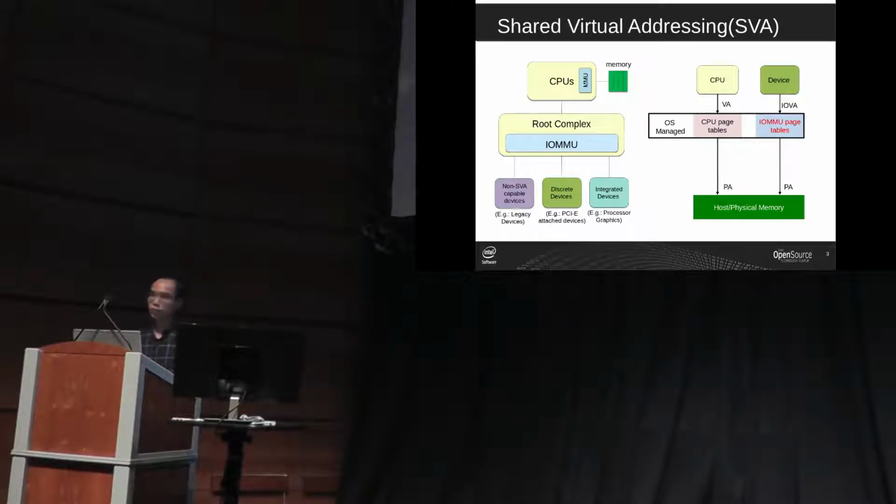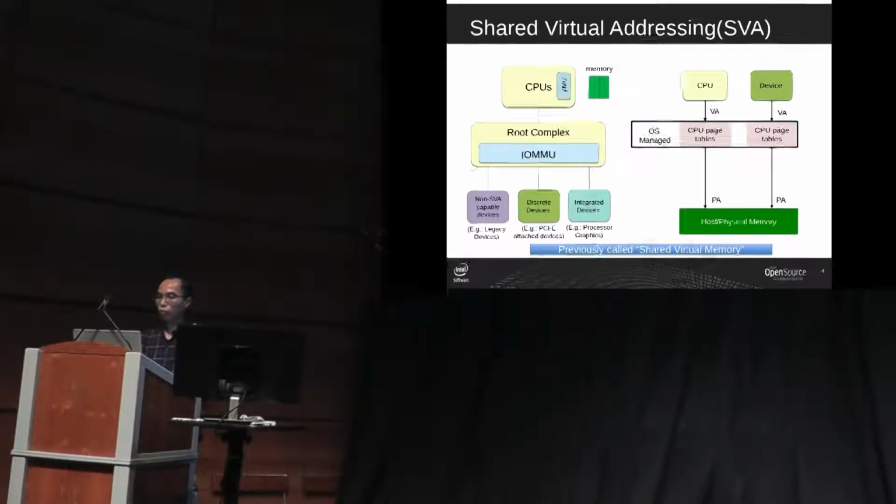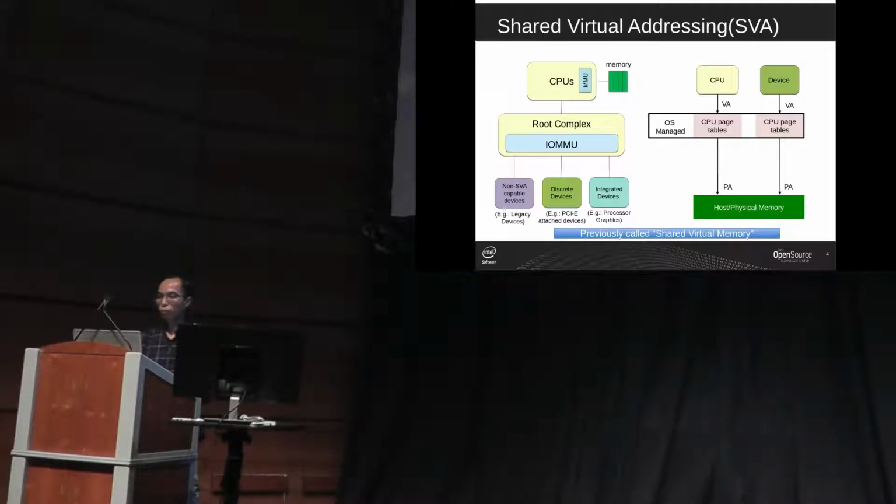programming models. In previous times, we had IOVA, which used the IOMMU page table, but with shared virtual addressing, we just reuse the CPU page table. So the address space is shared between CPU and the device. That's why it's called shared virtual addressing.